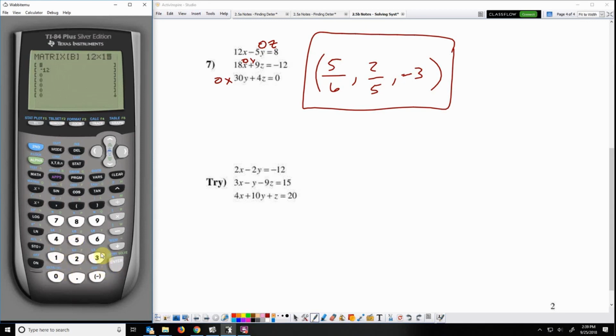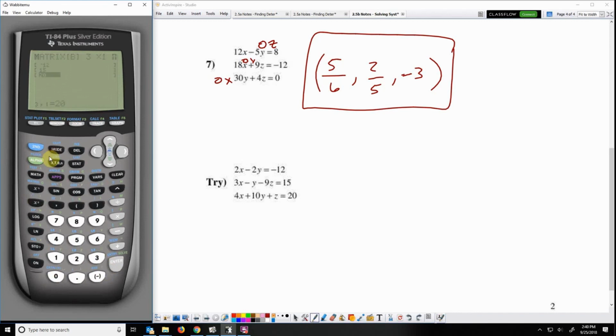I'm going to go back into matrix and edit matrix 2 to a 3x1. I'm doing the dimensions here. I don't want that. So let's clear those dimensions. 3x1. That didn't do it either. All right, so we're at 3x1, -12, 15, and 20.